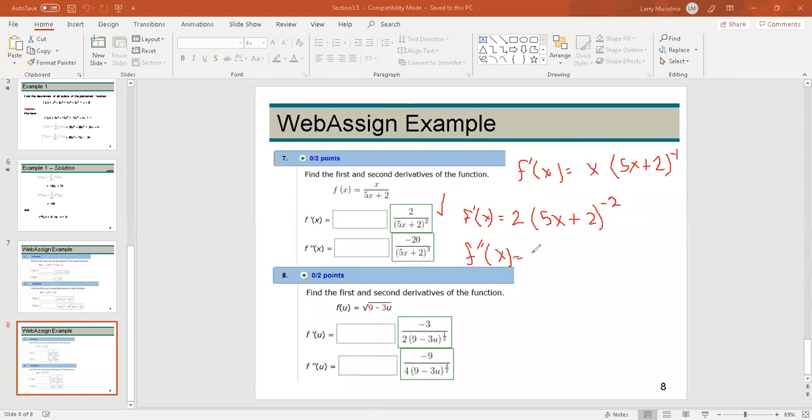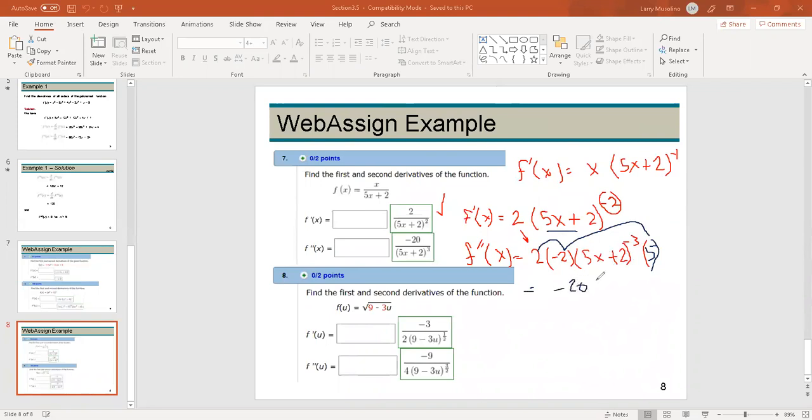All right, this 2 is a constant, so I'm just copying it down. This -2 comes down in front as a multiplier. Then I'm going to subtract 1 from the exponent, so that's a -3. The chain rule says I still have to multiply by the derivative of what's inside the parenthesis. The derivative of 5x is just 5. And you can see when I multiply this out, 2 times -2 times 5 is -20.